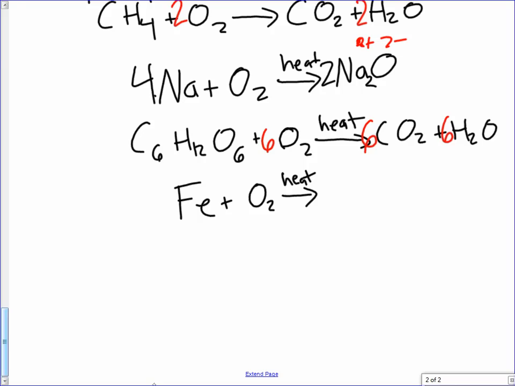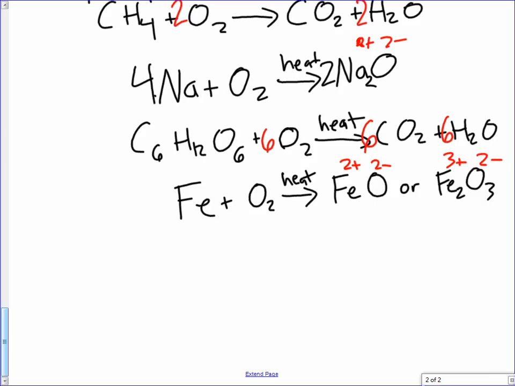The last one, iron and oxygen reacting. It's going to make iron oxide. I know this is a really tricky one. Probably shouldn't have given you this one, because iron can be in the +2 or +3 state. So I feel bad now, but it's going to be one of these 2 options. And it just depends on which form iron takes. So you would not get that one on a test. Not in my class anyway.